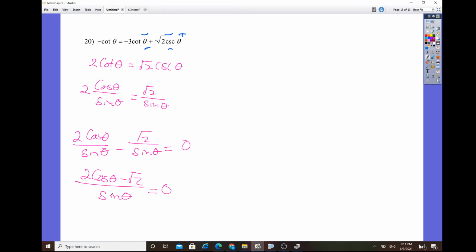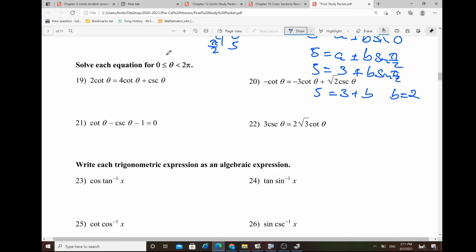And we do know that the denominator cannot be 0. So the only thing that can be 0 here would be the numerator. So 2 cosine theta minus root 2 equals 0. So 2 cosine theta equals root 2. So cosine of theta equals root 2 over 2. And don't forget about this. According to the instructions, the restriction is all the way from 0 to 2 pi, and where 2 pi is not included.